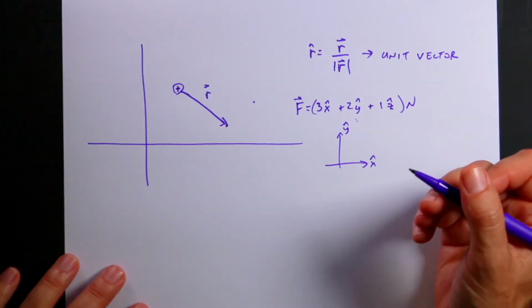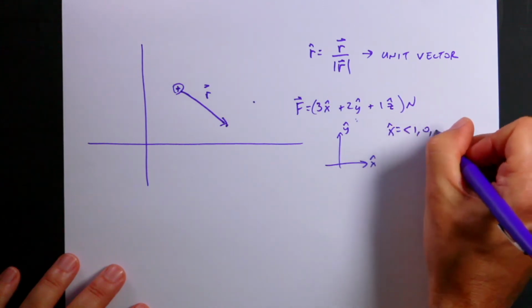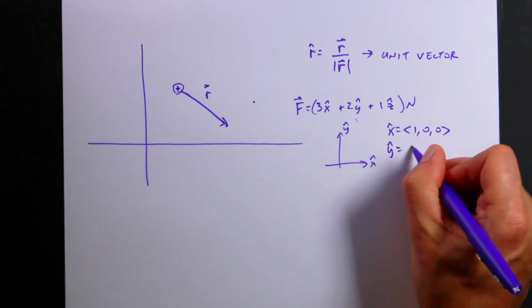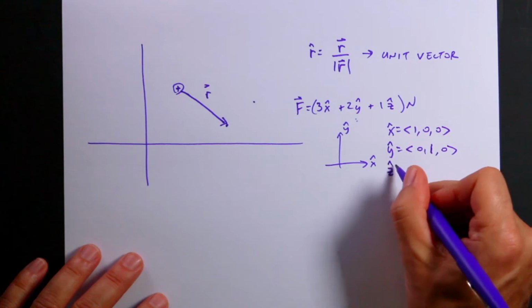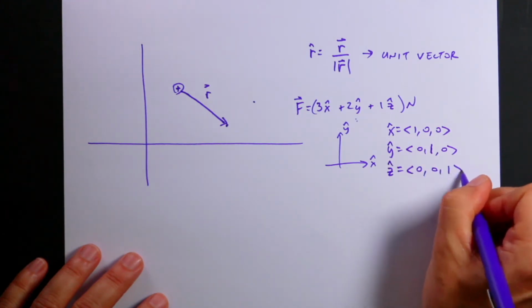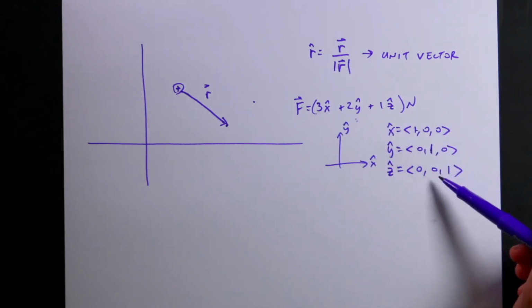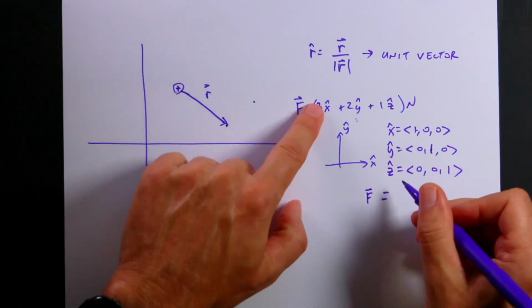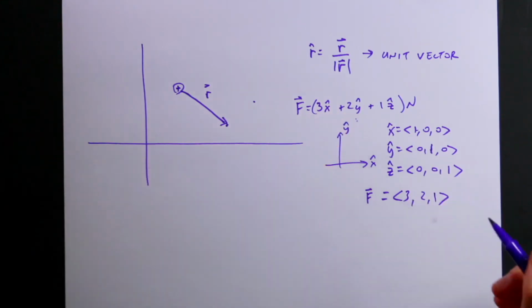In fact, if I wanted to write these in component notation, I could write x hat equals the vector 1, 0, 0. So it's 1 in the x direction, 0 in the y direction, 0 in the z direction. Y hat is the unit vector 0, 1, 0, and no units. And z hat is the vector 0, 0, 1. If I multiply 3 by this, 2 by this, and 1 by this and add them all together, I get F equals the vector 3 times 1, which is 3, plus 0, 0, 2, 1. So I get newtons. It actually works. Okay, that's important.